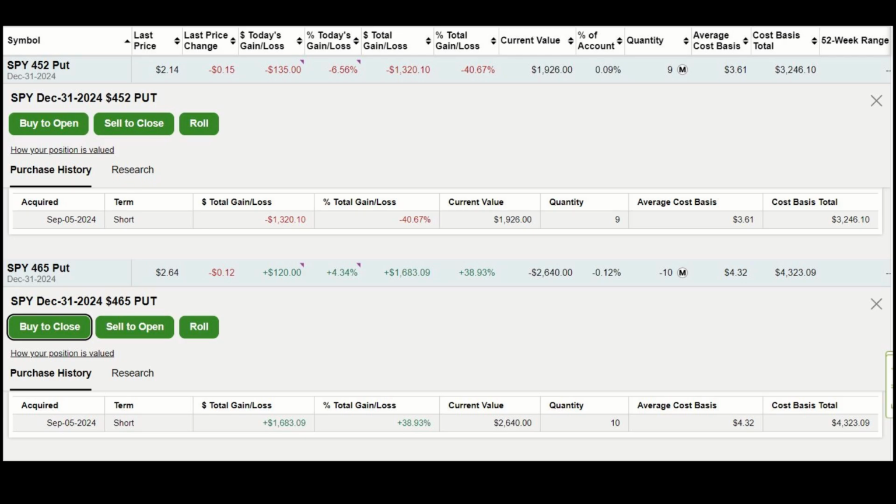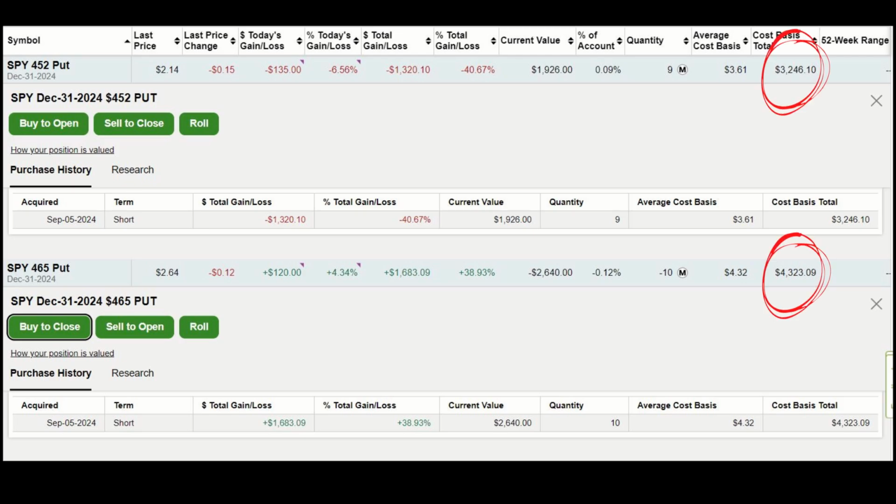I sold this all the way out till an expiration of December 31st, end of the year celebration. Pop the champagne, and hopefully I'll have some money to do that. And the max gain here is going to be $1,076.99. So that's the difference between the cost basis of these two that you see over here. That's where you get that number.